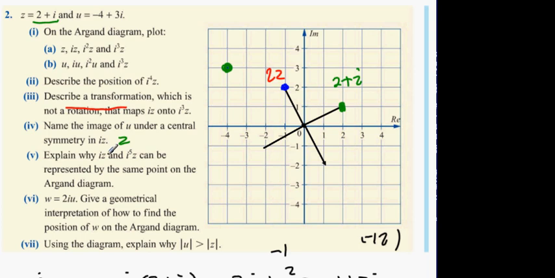Explain why i^2z and i^5z can be represented by the same point on the same Argand diagram. What is the difference between i^2z and i^5z? How many i's are in the difference? i to the power of 4. And what did we say about i to the power of 4? 1, 2, 3, 4. i to the power of 4 consists of a full 360 rotation, which means you end up back where you started. That's why.